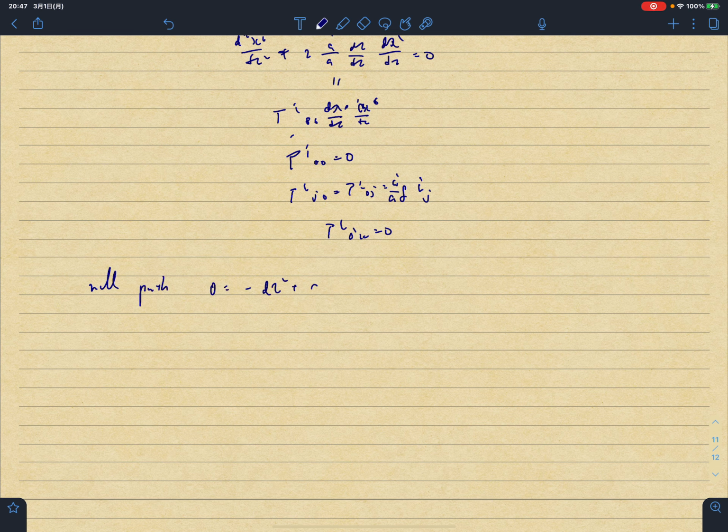A photon emitted with energy E1 at a scale factor A1 and observed at scale factor A2 will have energy E2, where E1 A1 equals E2 A2, and omega 0 is a constant. This is called a redshift because the wavelength of a photon is inversely proportional to the frequency, and in an expanding universe, the wavelengths grow with time.